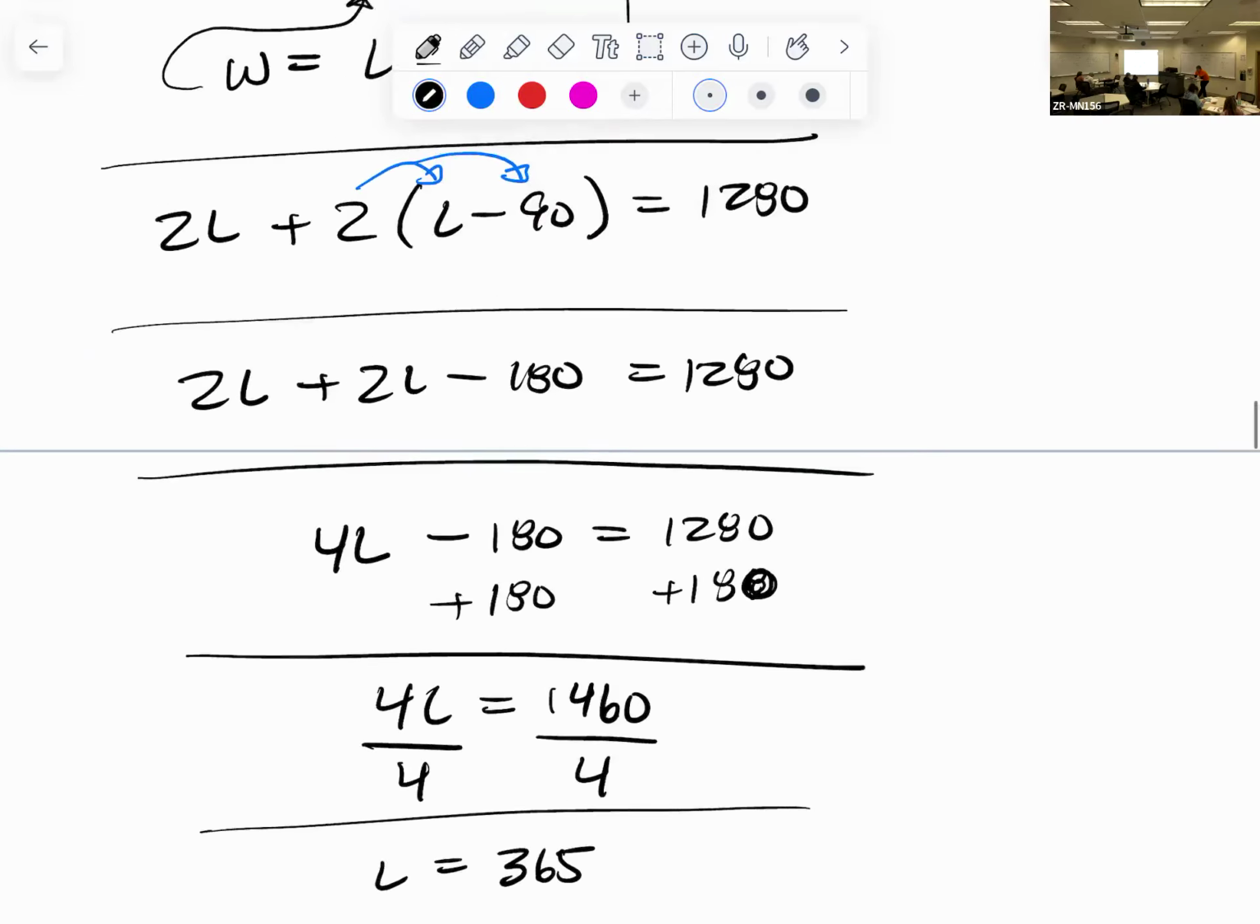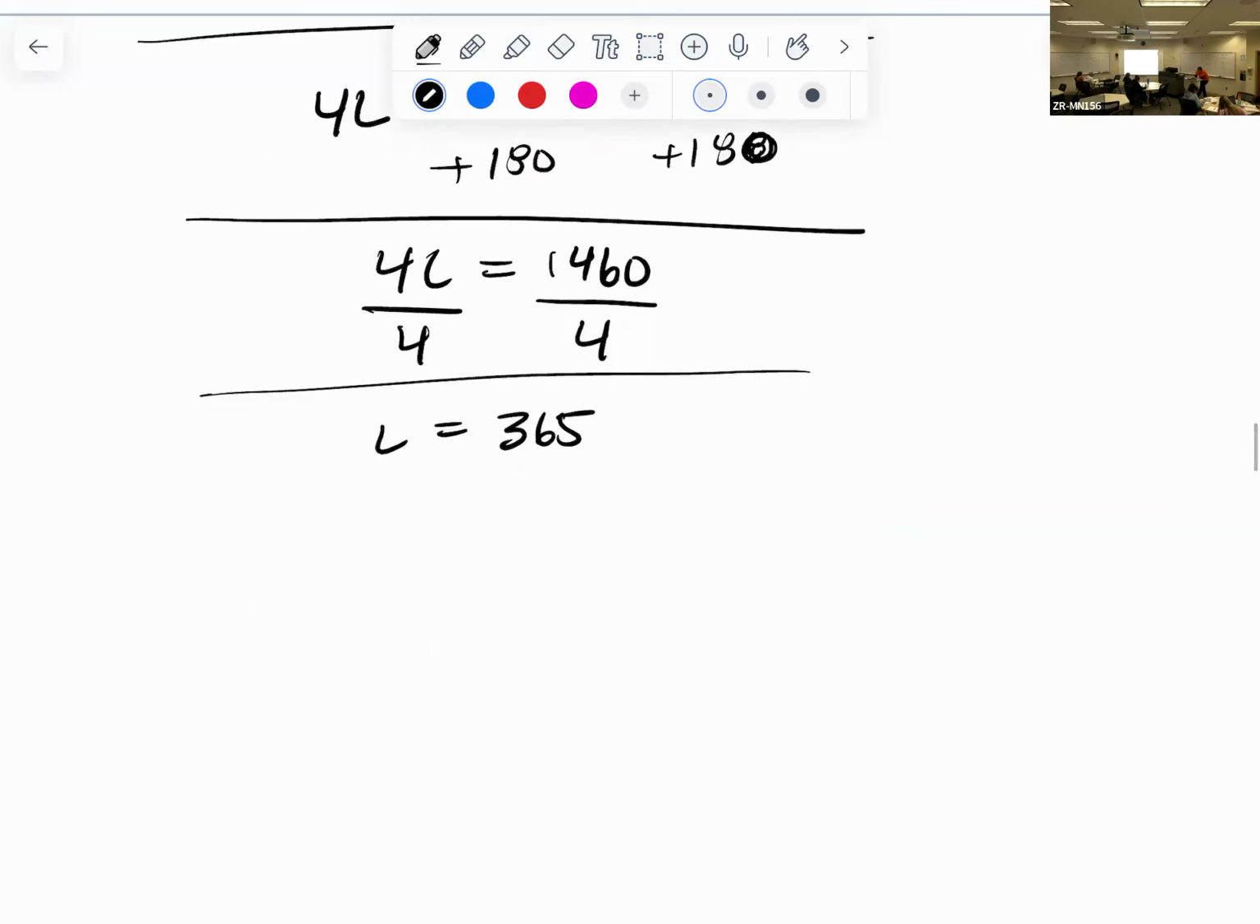Once I have L, then I can plug that back in to find W.